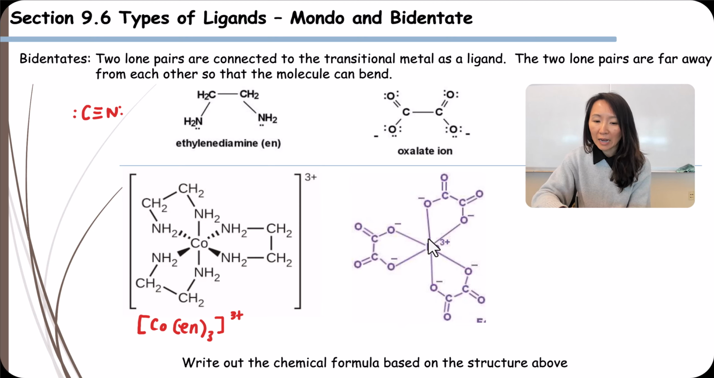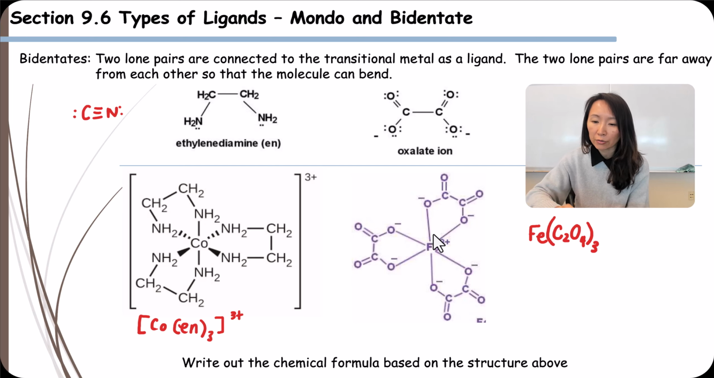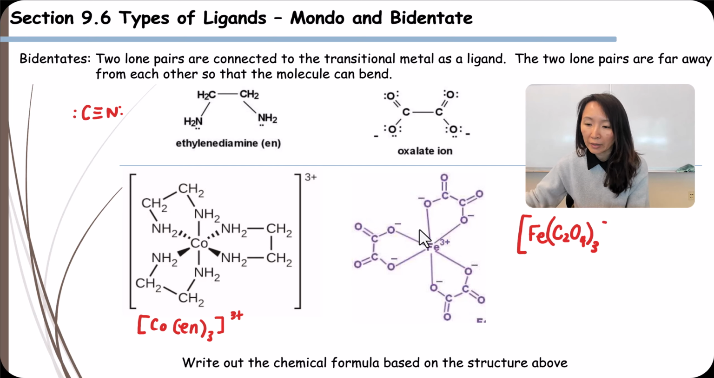What about for this guy? This one has iron, so you're going to write the iron first. Then the oxalate ion, well, you're going to count how many carbons there are. So there's 2 carbons, and there are 4 oxygens for every 1 oxalate ion. I'm going to parenthesize this, and you'll notice that there are 3, right? 1, 2, 3, and then I'm going to go ahead and put the bracket in there.